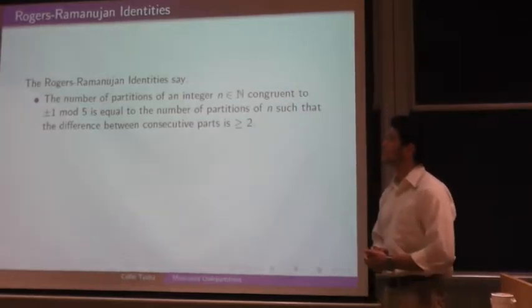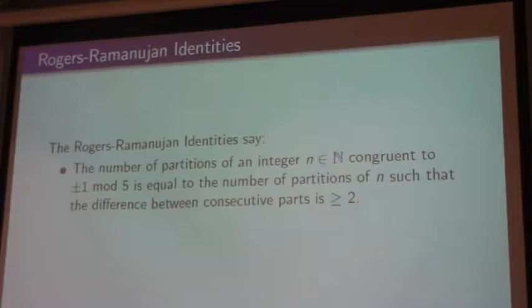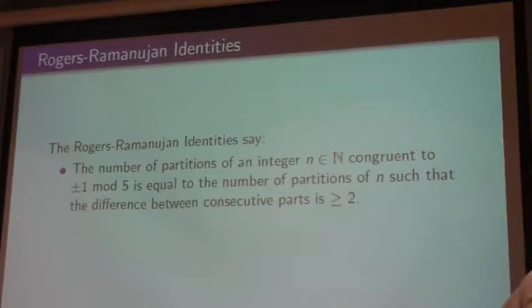It says the number of partitions of an integer n congruent to plus or minus 1 mod 5 is equal to the number of partitions of n such that the difference between consecutive parts is at least 2. So, in other words, if we have parts that are either 1 or 4, that's equal to the number of partitions in which all parts are separated by at least 2.